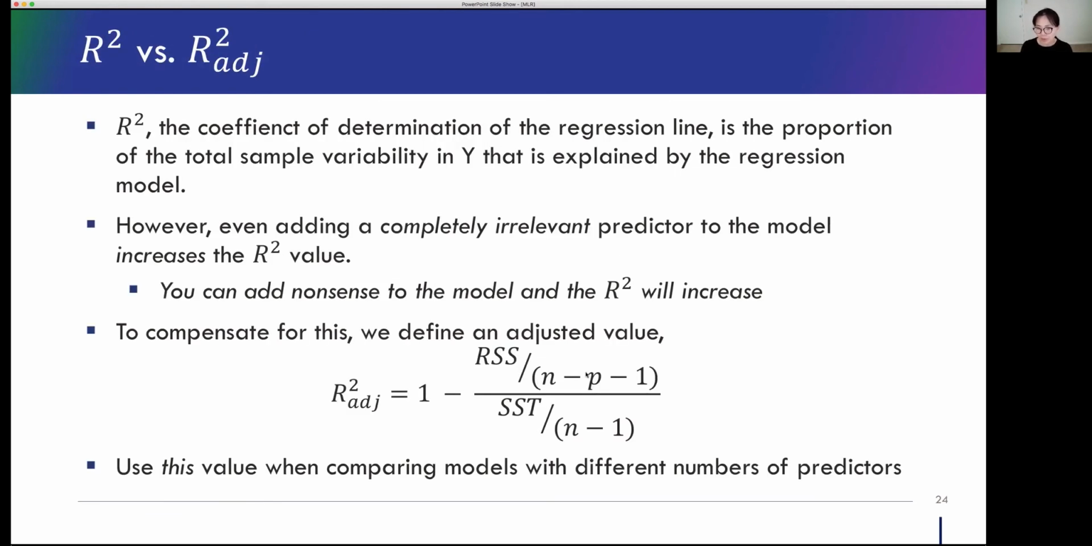So in this way, we have this P in the adjusted R squared. P, the number of predictors, has an influence on the adjusted R squared. If you increase the P value, it has some penalty on your adjusted R squared. So we would use the adjusted R squared to compare models when we have different numbers of predictors.